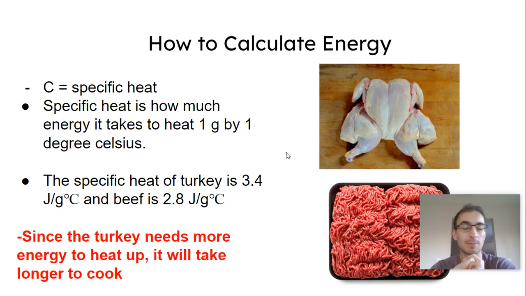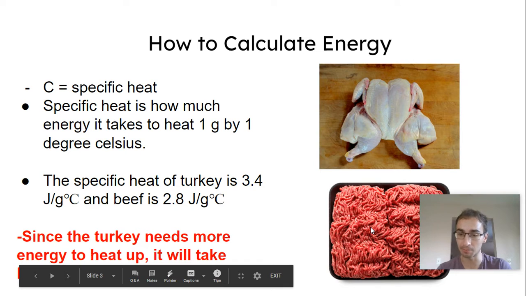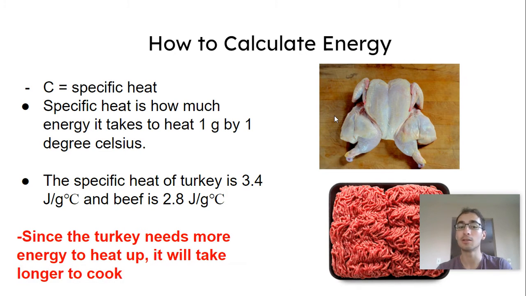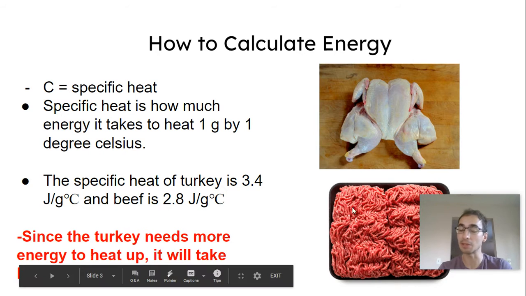Next, just a reminder, specific heat is how much heat or energy it takes to heat up 1 gram of something by 1 degree. We usually use this notation, joules per gram per degree. For example, if the specific heat of turkey is 3.4 joules per gram per degree and beef is only 2.8 joules per gram per degree, turkey would take longer to cook. Turkey would take longer because you need more energy to get it as hot than you would beef.